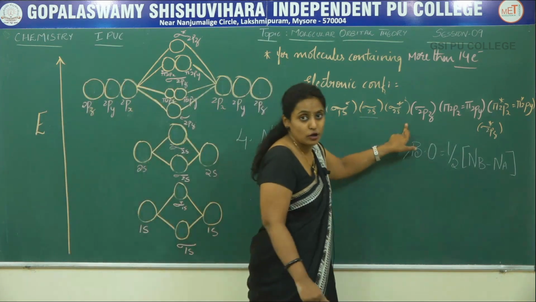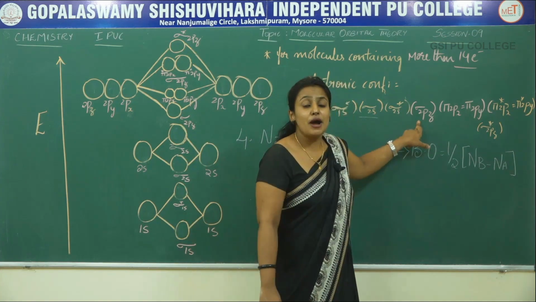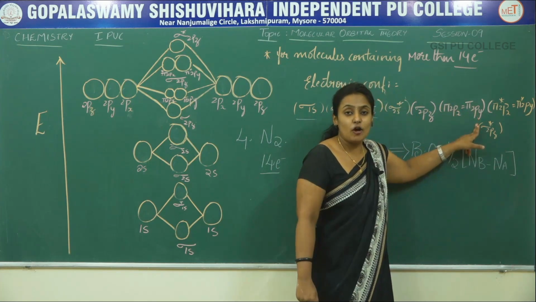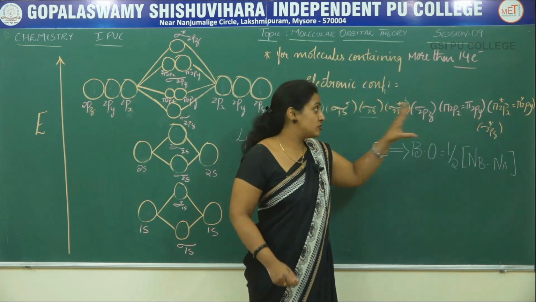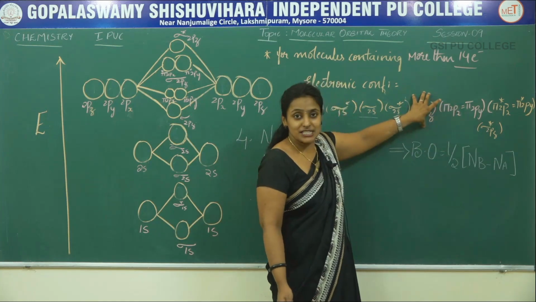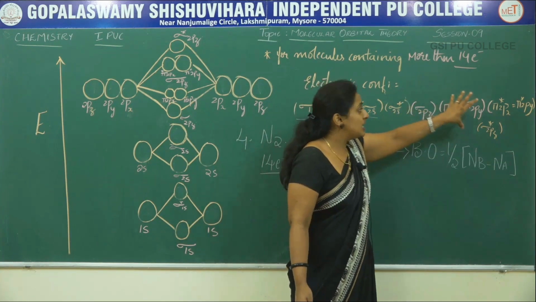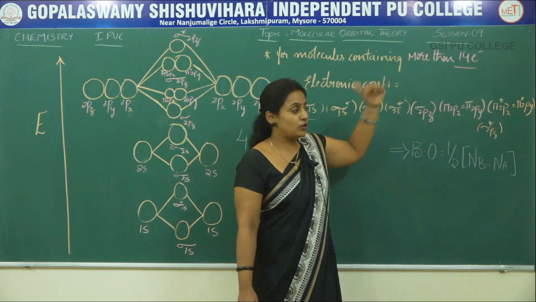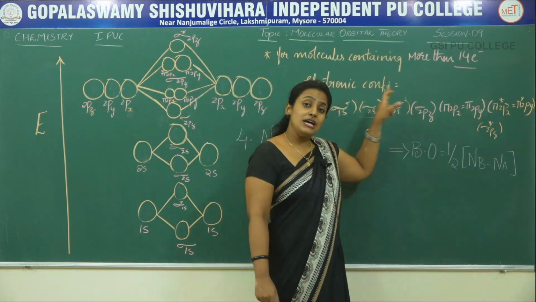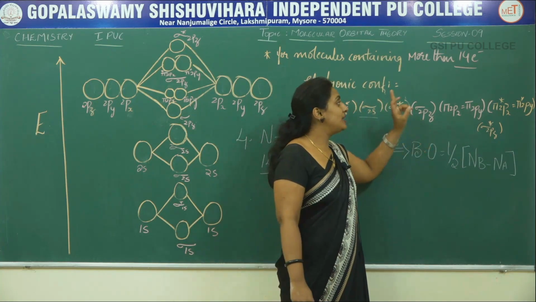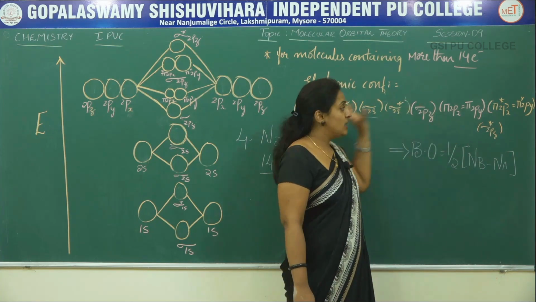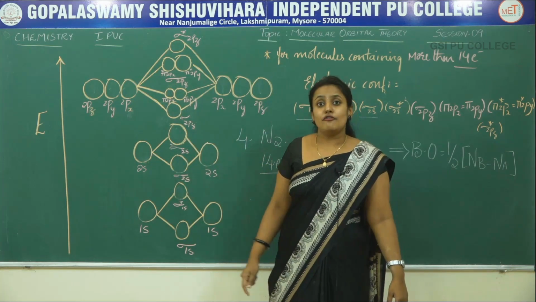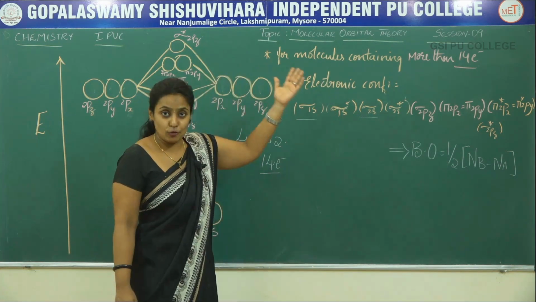You can observe in the electronic configuration, firstly the sigma 2pz orbital should be filled, then the pi 2px and pi 2py orbitals should be filled. For up to 14 electrons, first pi 2px and pi 2py should be filled, then sigma 2pz. But for the molecules containing more than 14 electrons, which should be filled first? Sigma 2pz should be filled, then pi 2px and pi 2py. This is the electronic configuration and molecular orbital diagram for the molecules containing more than 14 electrons.